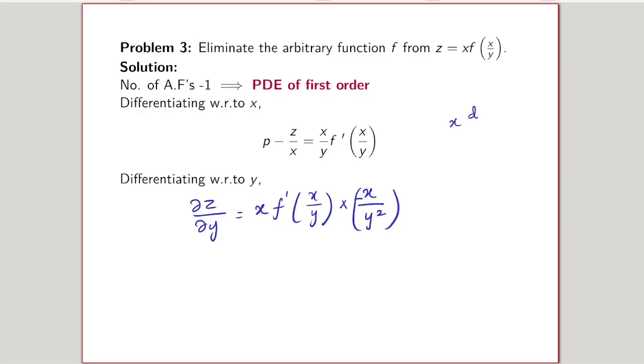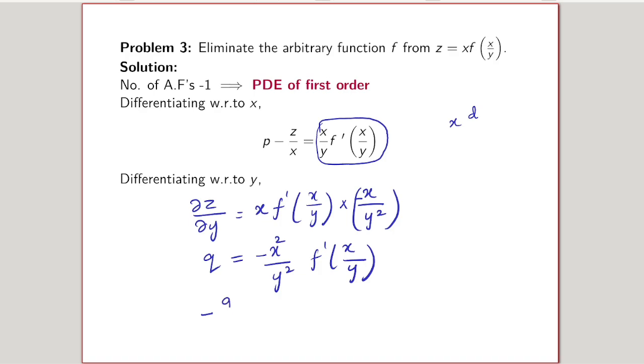Now replacing this dou z by dou y as q, we'll be getting minus x squared by y squared f dash of x by y. Since we are having x by y and f dash of x by y in the previous equation, we are trying to bring that term in the next equation also. So bring that negative sign to left hand side. So you can write it as q into y by x, and right hand side will be x by y f dash of x by y.